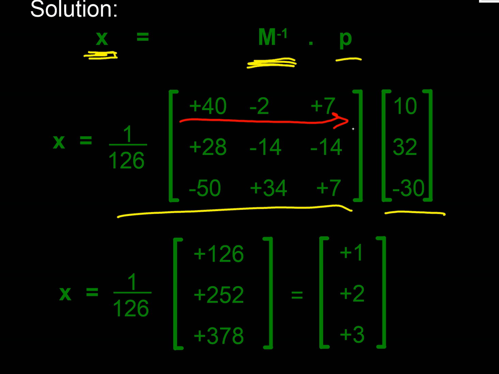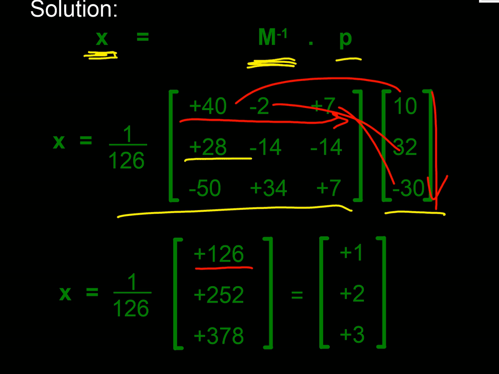If I want to find the upper value in the solution, I take the upper row of the matrix and multiply it by the column of the vector. So what am I going to get? 4 times 10 minus 2 times 32 plus 7 times minus 30. If I do those calculations and add them together, I get plus 126.